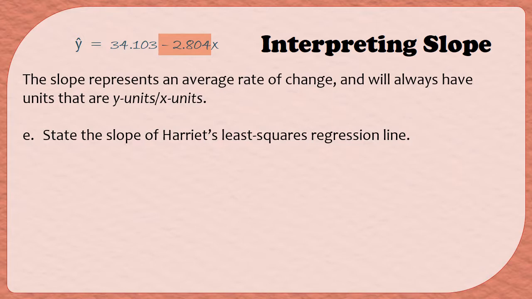The next thing we need in order to determine the slope are our units for x and for y. X represented the displacement volume of an engine, so x is measured in liters. So our units for x are liters. Y represented our miles per gallon, so the y units were mpg. Putting all of these components together, the slope of Harriet's least squares regression line is negative 2.804 miles per gallon per liter.